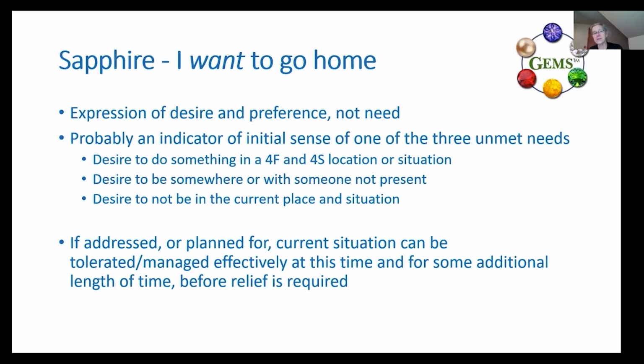So what it means is I have a desire to do something in a 4F, 4S location or situation. I want to be comfortable, and I would prefer to do something where I'm comfortable. I have a desire to be somewhere or with someone that isn't here, or I have a desire not to be in this present situation. So I'm aware of it. I'm not needing it yet, but I'm very aware that, before too long, I want to get home. It's enough already. If I have a plan, or if it's addressed, so you want to go home, I know you do. And as much as I hate to ask, is there any way you could work a double?